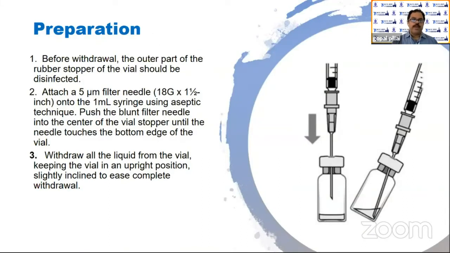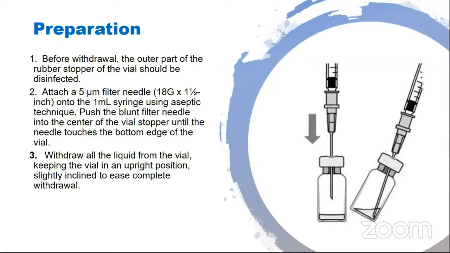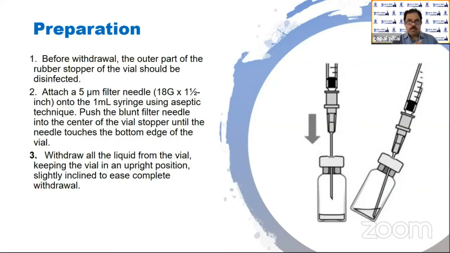Now it is up to preparation of the drug. So the drug will be coming. Right now we have pre-filled syringes, but mostly we have to load from the vial. Before withdrawal, the outer part of the rubber stopper needs to be cleaned perfectly with disinfectant. And then we have that 1 ml syringe onto which we have the 18 gauge filter needle, which is a long needle that will filter all the impurities out.